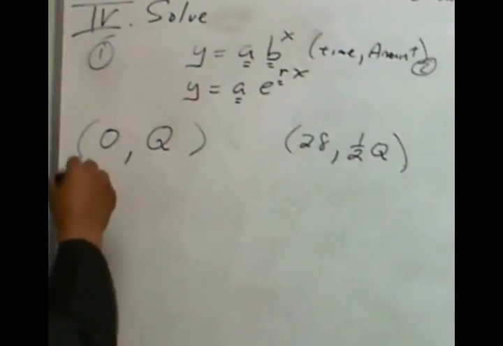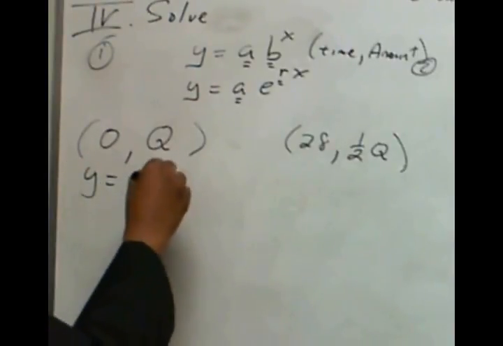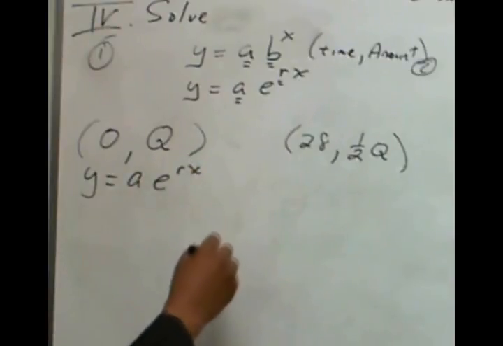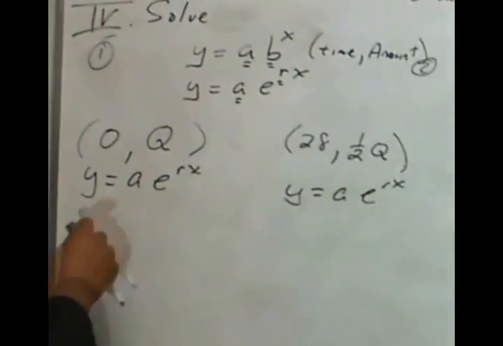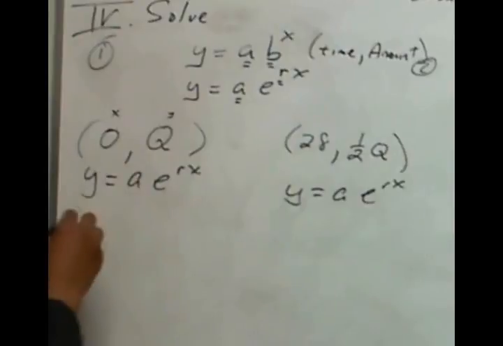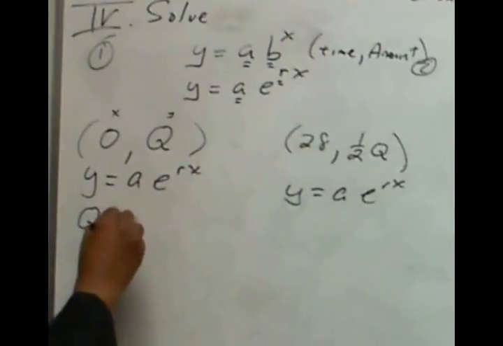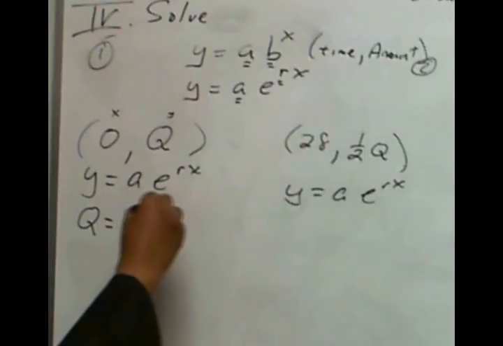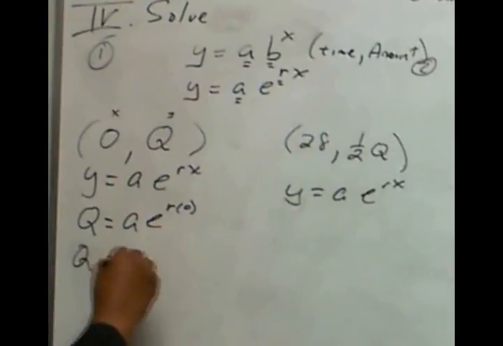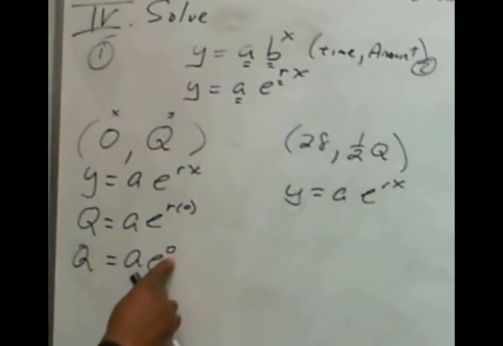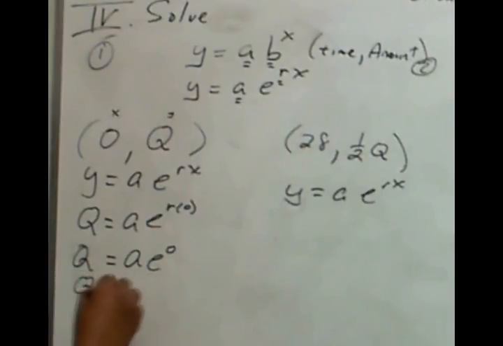So let's use this with the y equals a e to the r x power. This is my x, this is my y. So y becomes the quantity, and e to the r times 0 for x. And what we get is q equals a times e to the 0. Well, e to the 0 is 1. 2.7 to the 0 power equals 1. So this is q equals a times 1. And so we have just found a to equal q.